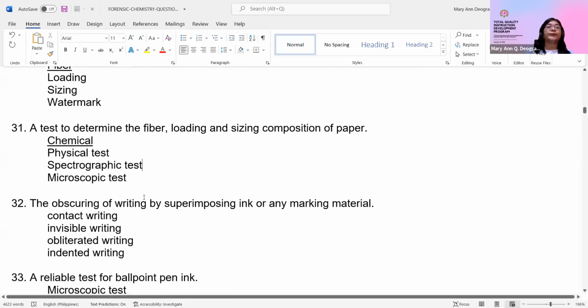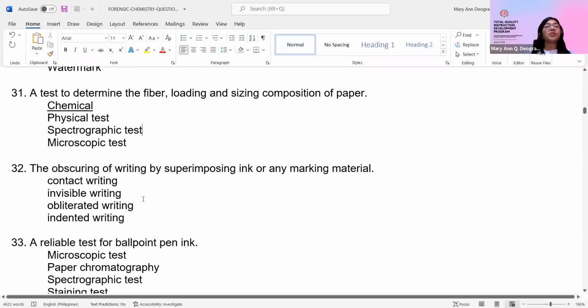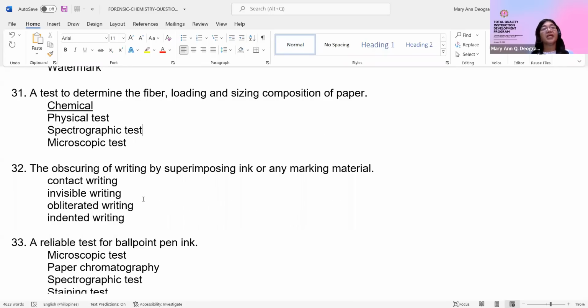32. The obscuring of writing by superimposing ink or any marking material. Sulat, pinatungan pa ng iba pang sulat or pinatungan ng ibang ink. It is okay, letter C. All right.